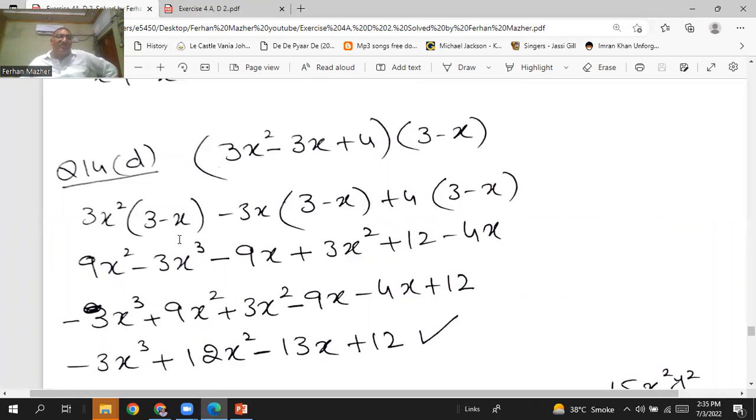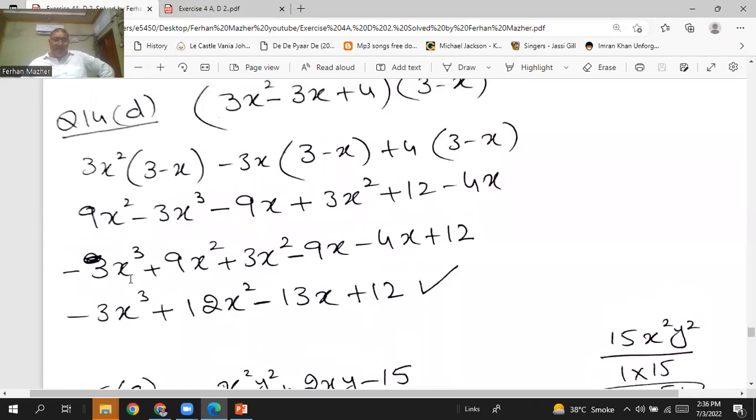So you will have 3x squared multiply with the 3, it gives you 9x squared. 3x squared multiply with minus x gives you minus 3x cubed. Minus 3x multiply with the 3 will be minus 9x. Minus 3x multiply with the minus x will be plus 3x squared. 4 multiply with the 3 will be 12, and the 4 multiply with minus x will be minus 4x. Now we will arrange them.